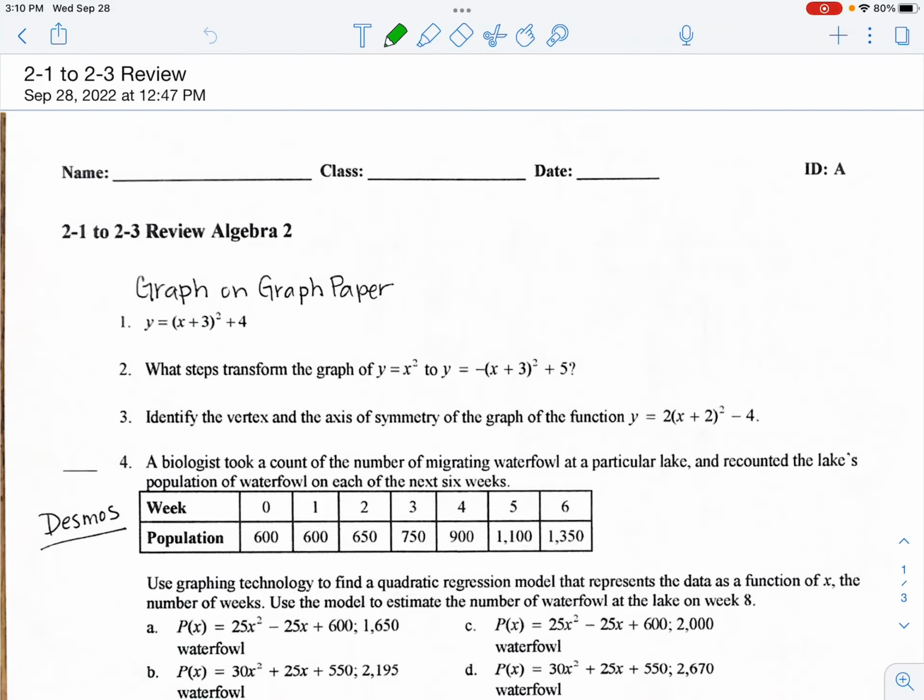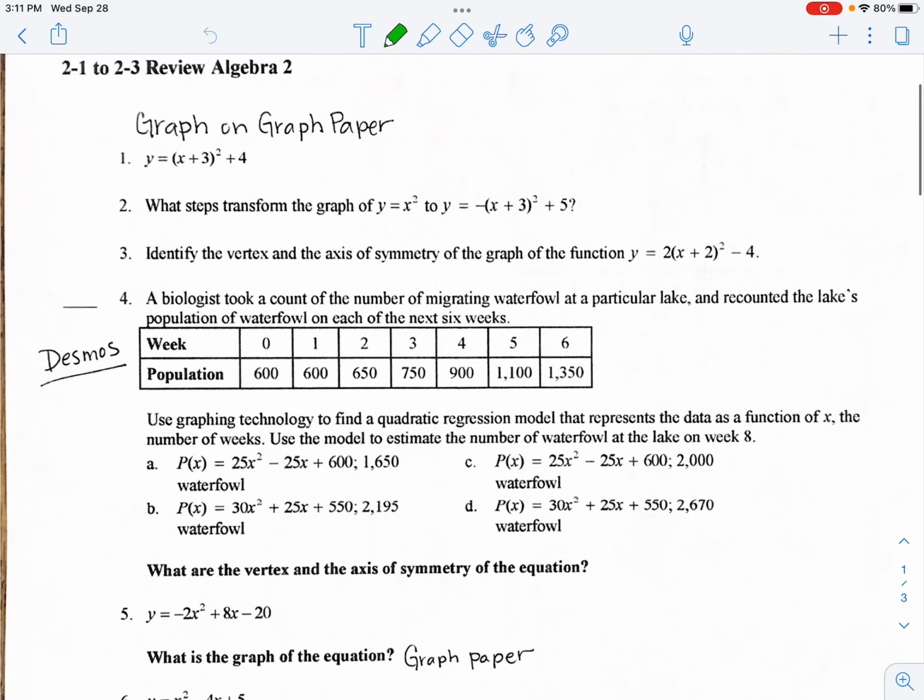Okay, so this is the review for the first 3 lessons of Chapter 2. Number 1, we are going to graph it. This is in vertex form. Remember, we wanted to find a few things before we graphed. So the first thing I wanted to do was find the vertex.